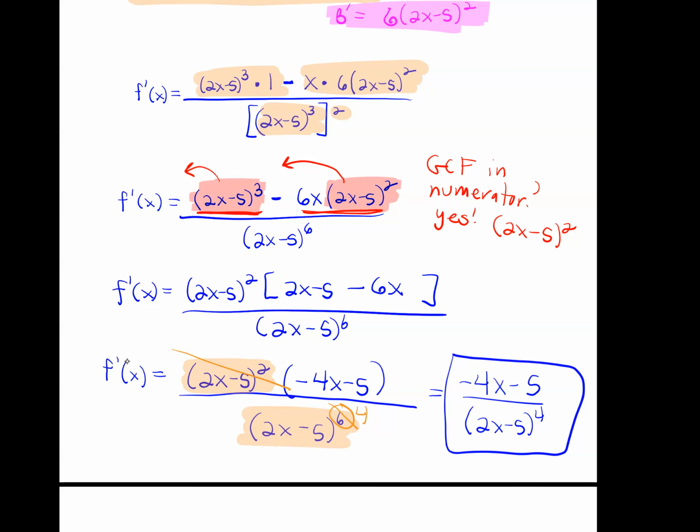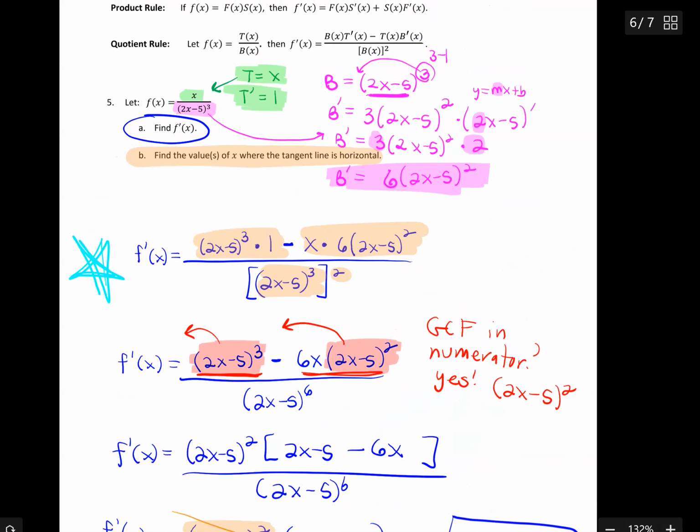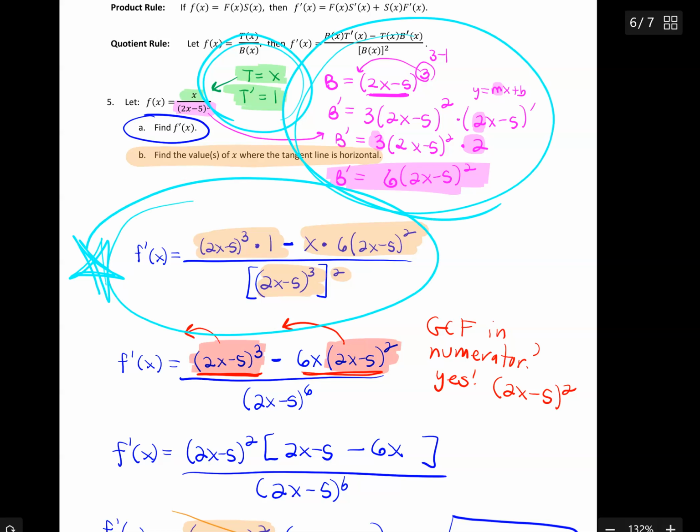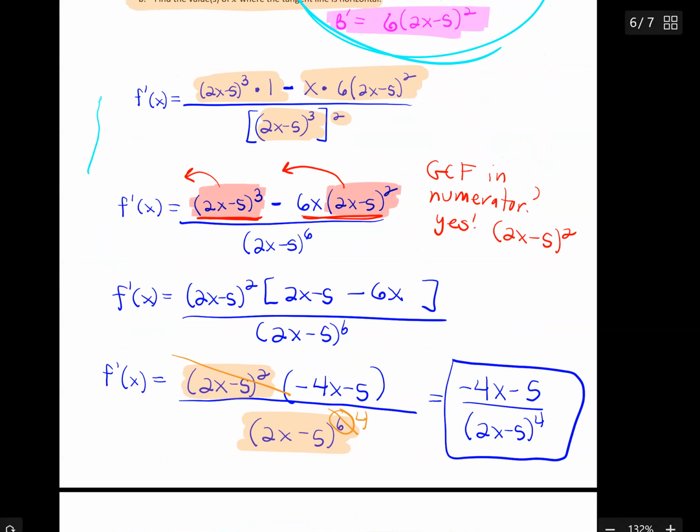And this is going to help me solve part B, which is asking me to find the values of x where the tangent line is horizontal. And again, all of this was algebra that we did. Where did the calculus stop? The calculus stopped here. The calculus was when I was taking the derivative of the top and the derivative of the bottom, and I plugged them into the template. Everything else I did after that was algebra, to simplify my derivative.